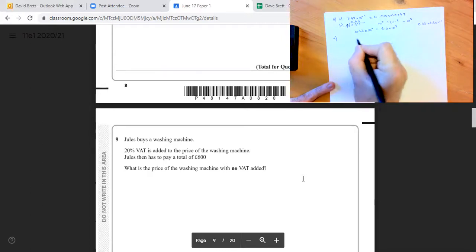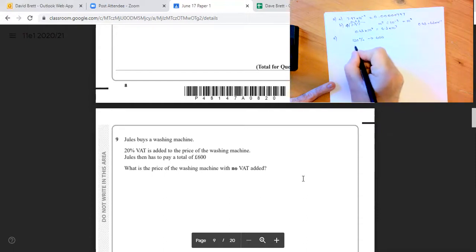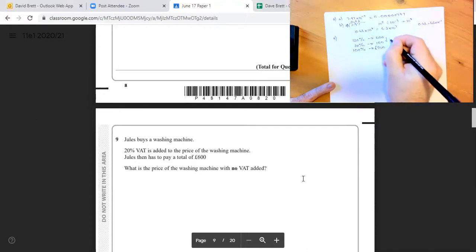So, if I've added on 20%, I've paid 120% of the original value before VAT, and that is £600. So if I divide that by 6, I get 20% is £100. So 100% would be £500. So that's divided by 6 times by 5. Okay, so my answer is £500.